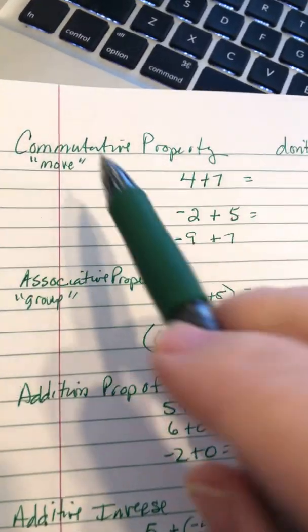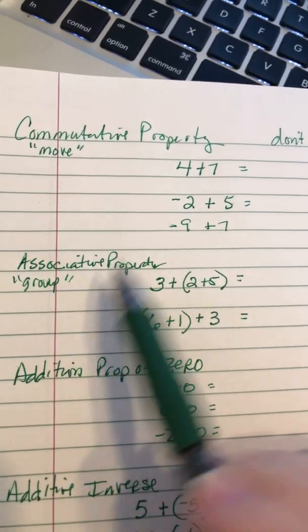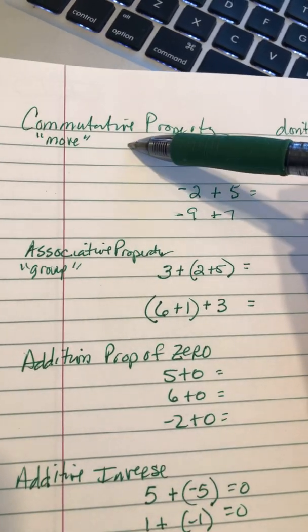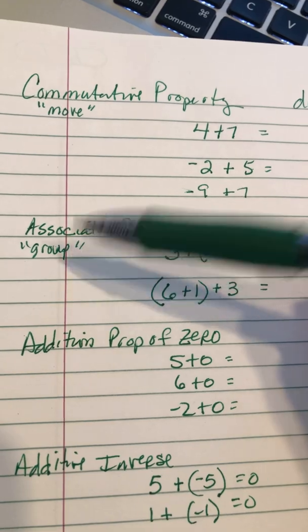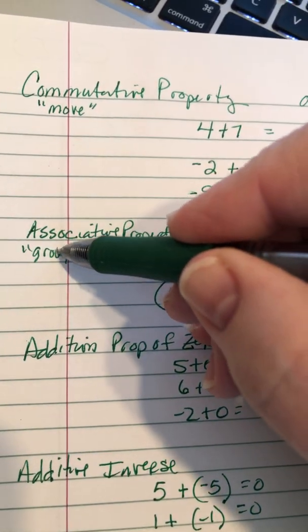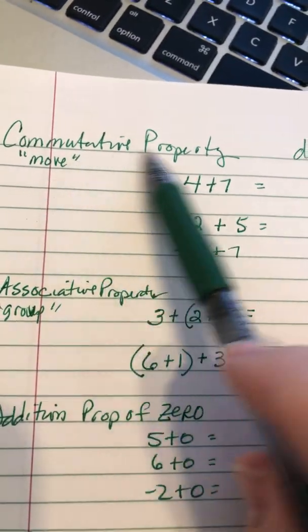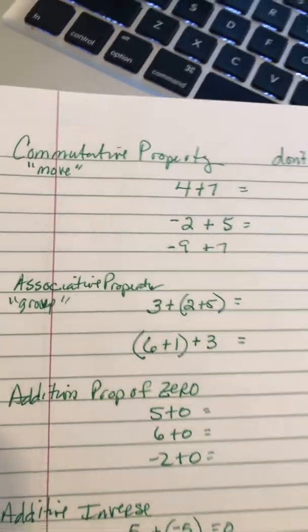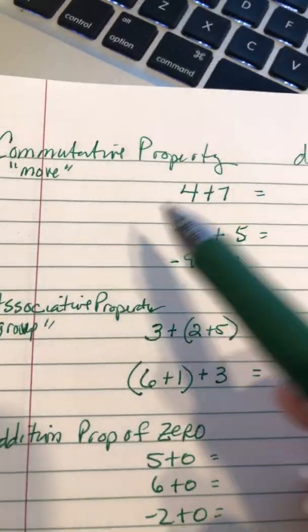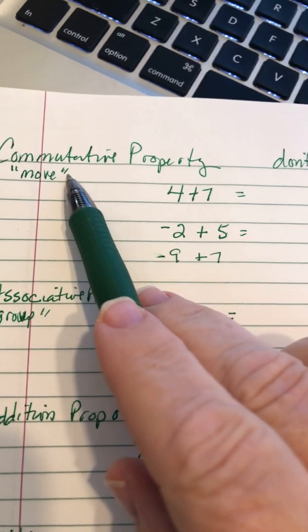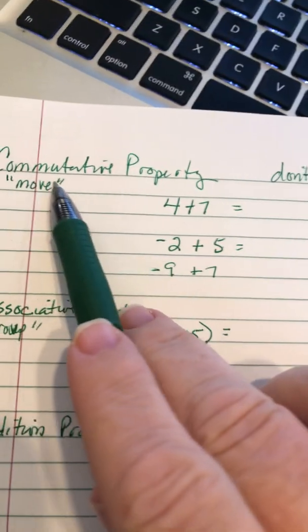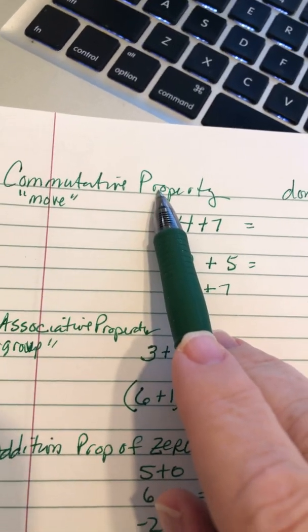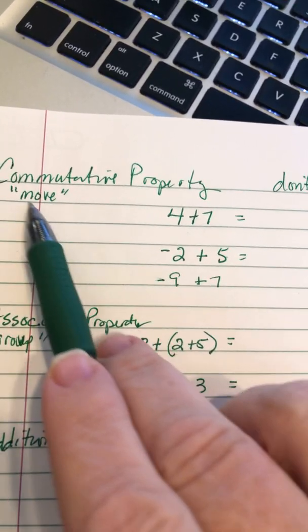Okay, commutative property and associative property. The main thing I want you to know is the commutative property means you're moving things around. Associative property means that you're changing the group. So when they say solve something through commutative property, you can just solve it. But if they say handle this problem, don't solve it, but handle it using the commutative property, then what they're saying is move things around.